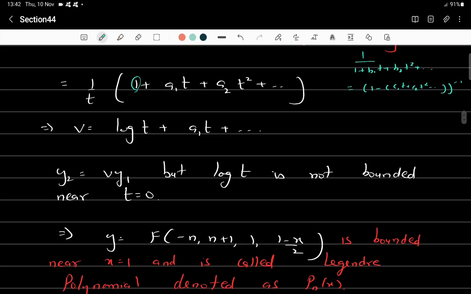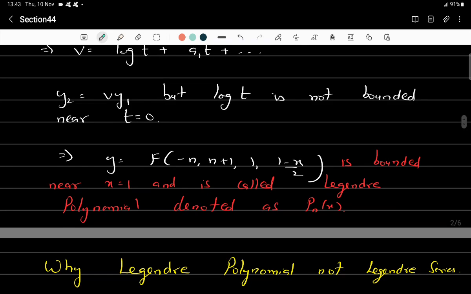So y is equal to F of minus n, n plus 1, 1, (1 minus x) by 2 is bounded near x is equal to 1 or t is equal to 0, and it is called the Legendre polynomial, which is denoted as Pn(x). Remember the notation Pn(x). Also, you need to remember Pn(x) is equal to F of minus n, n plus 1, 1, (1 minus x) by 2. Now, one quick question is: why do we call it a Legendre polynomial? Because it is a hypergeometric series solution, we must call it a series, not a solution. But here we are calling it a polynomial. Why is it so?